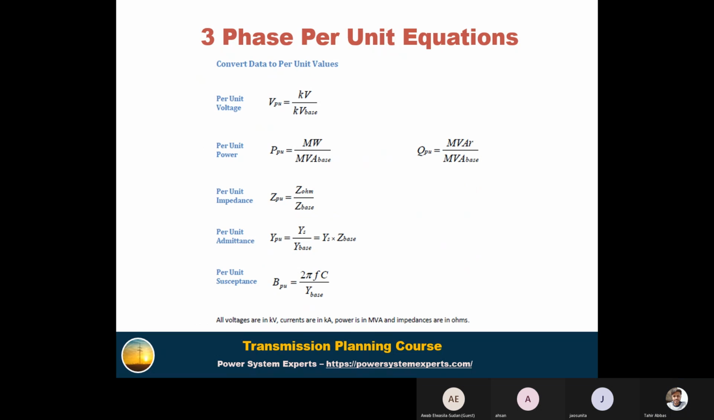Next, you have calculated the base values from the three phase actual values. Now we are interested in finding the per unit voltage. We know the kV actual value and the kV base that we have calculated, or that is given, so we can find V per unit. Then the per unit power, which is very important. If you are finding the actual P, that is megawatt divided by MVA base, not megawatt divided by megawatt. Similarly Q per unit is megavar divided by MVA base.